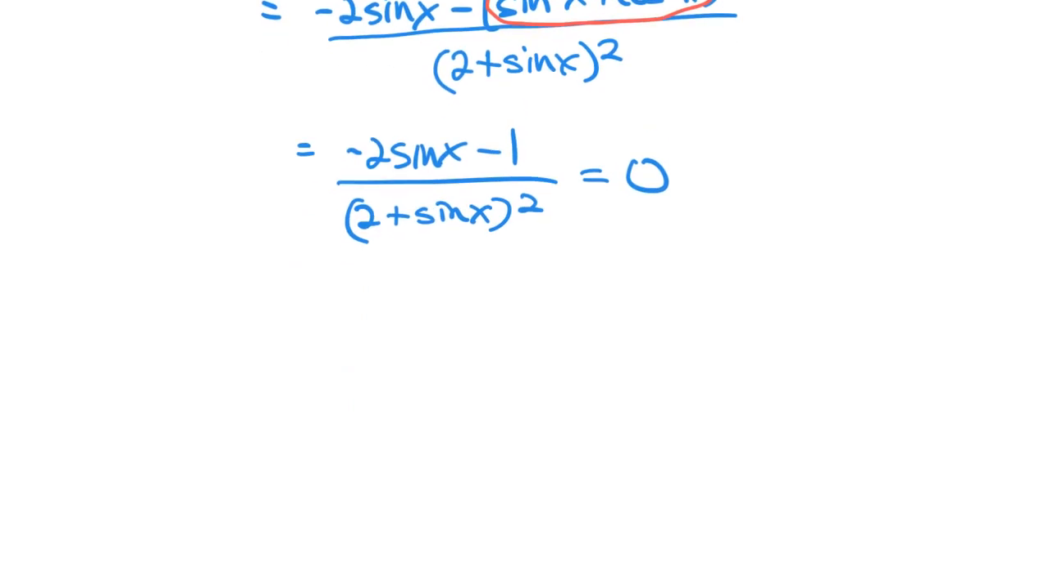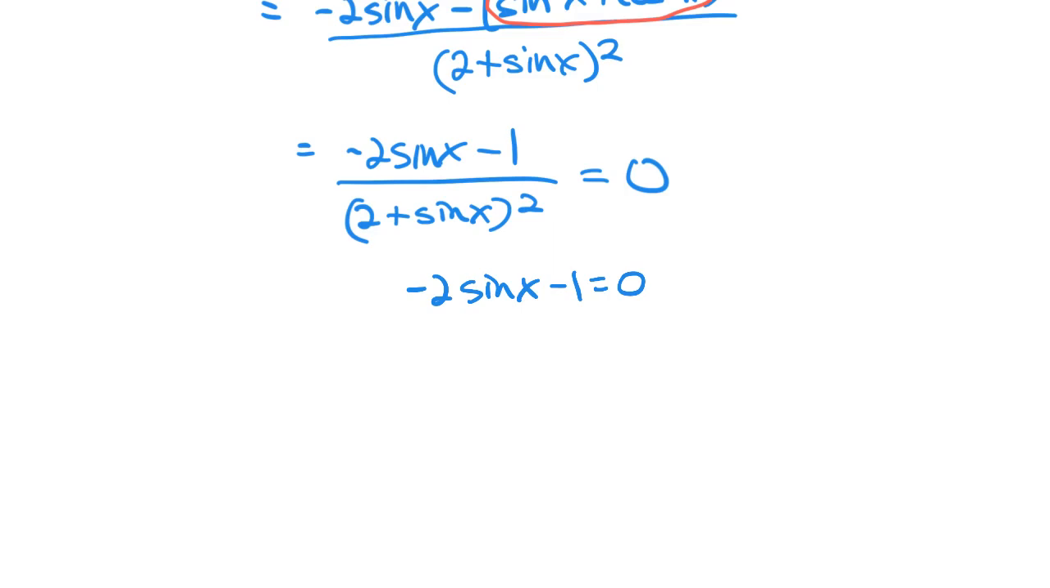Or you could even think of it as, well, I could multiply both sides of the equation by this denominator, and once you do that, this will still be 0 over here, but this would disappear and leave us with the numerator. So whichever argument you want to use, we'll get -2 sine of x minus 1 equals 0. We just have to solve this.